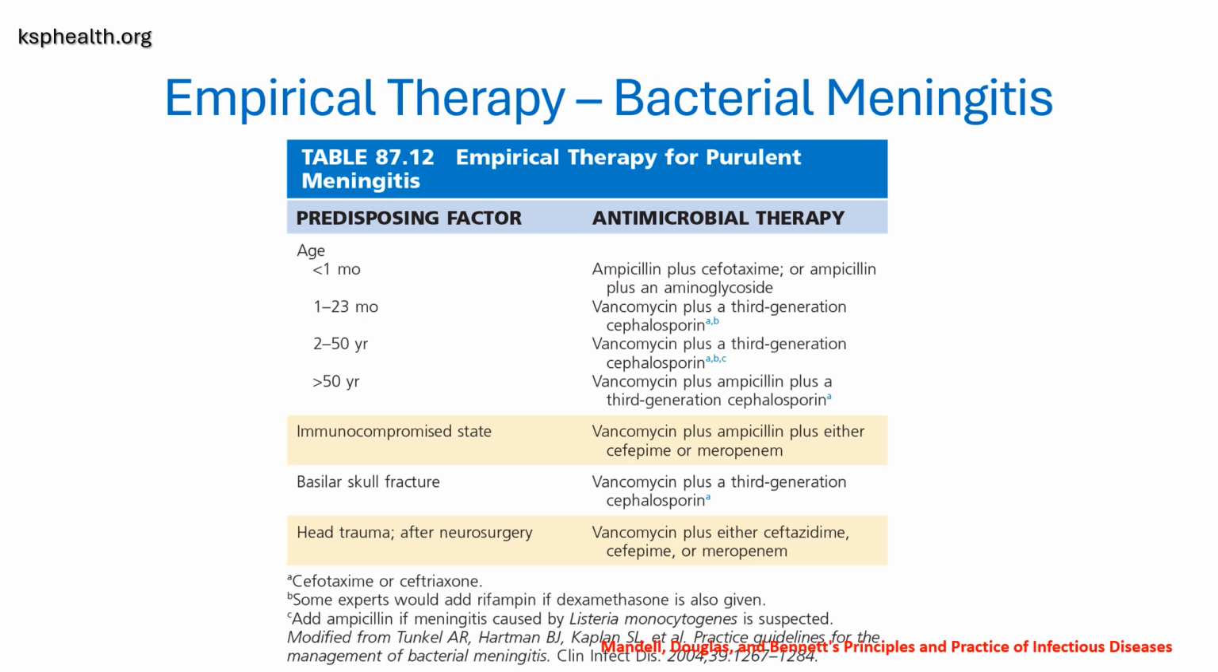In immunocompromised state, vancomycin plus ampicillin plus cefepime or meropenem. When the patient has a basilar skull fracture, vancomycin plus third generation cephalosporin will do. In patients with head trauma or after neurosurgery, vancomycin plus ceftazidime or cefepime or meropenem should be the empirical therapy.